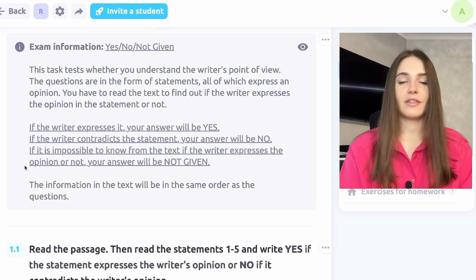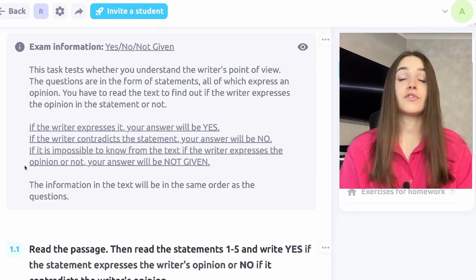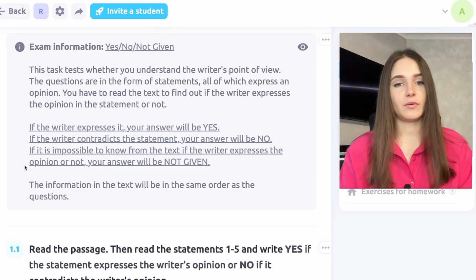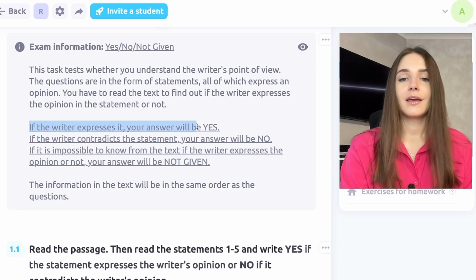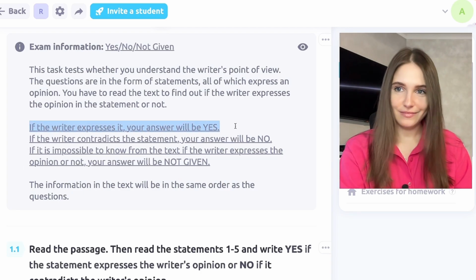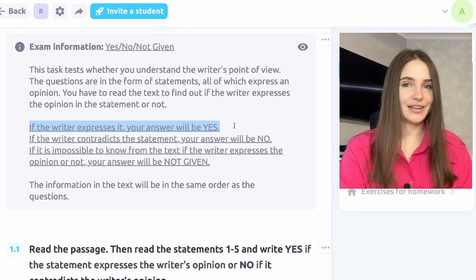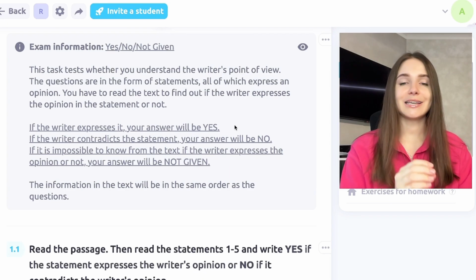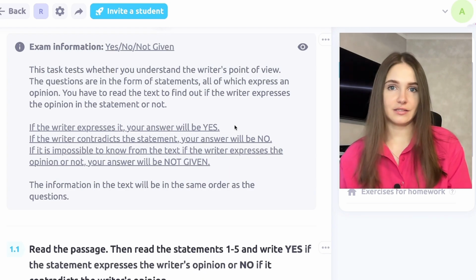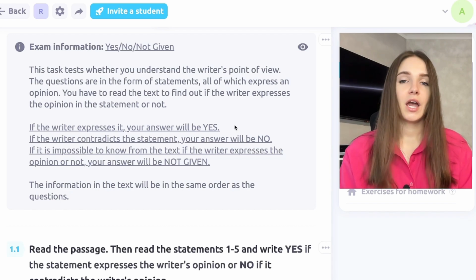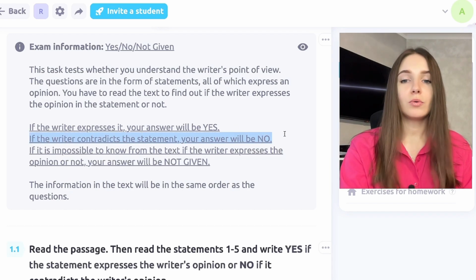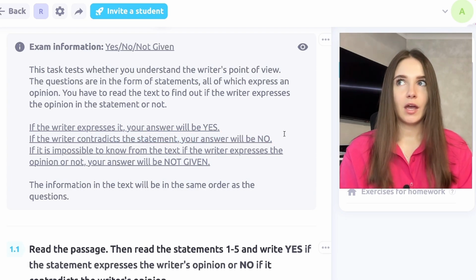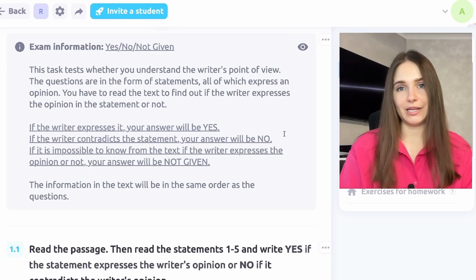As IELTS people say, that's about the writer's point of view, so we need to find the proof if it's yes, no, or we do not have this information. For it to be yes, it should be 100% the same, but they always use synonyms. So you will not find the same collocations in words in questions as they are in the text. Some of them may repeat, but not all. For it to be no, IELTS people mostly change really small details. Really rarely they change the whole meaning.